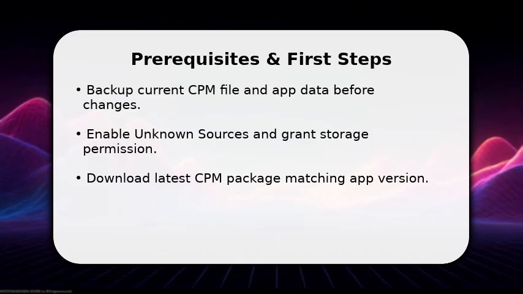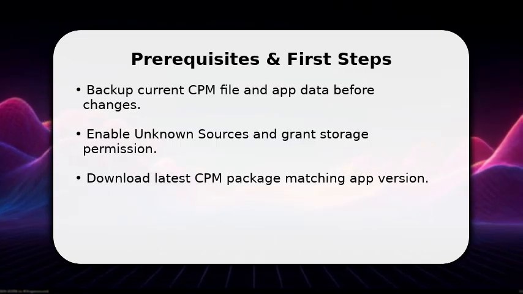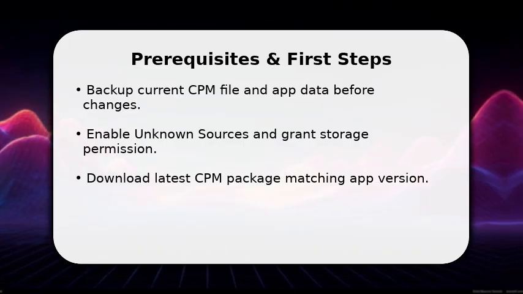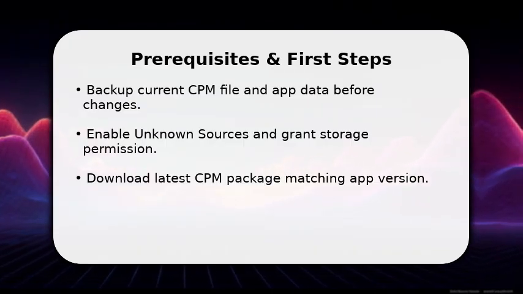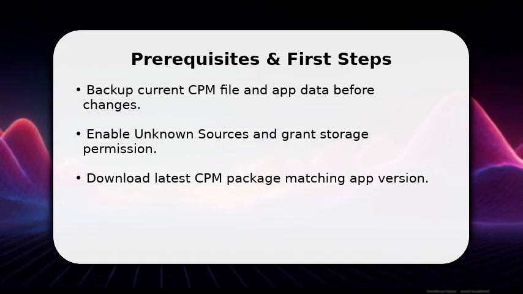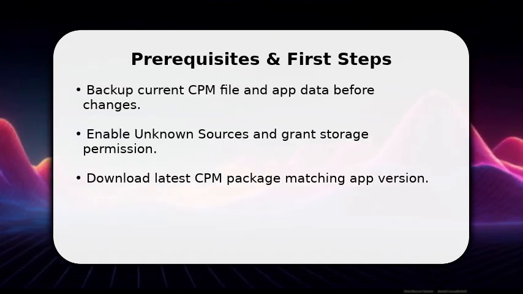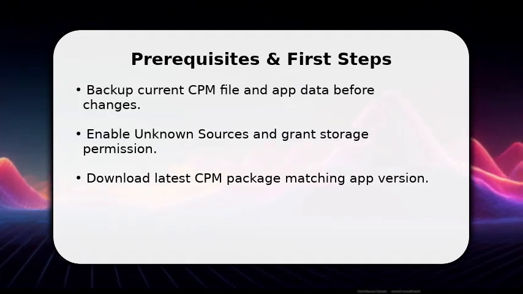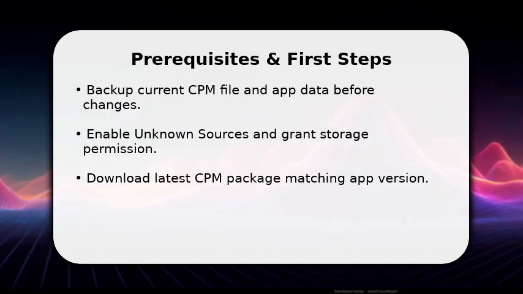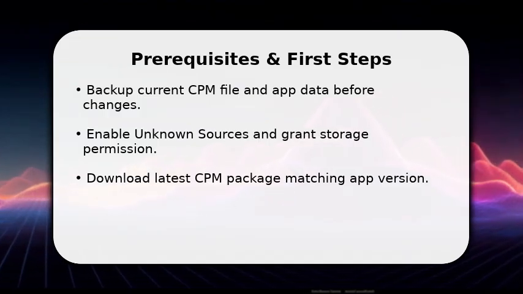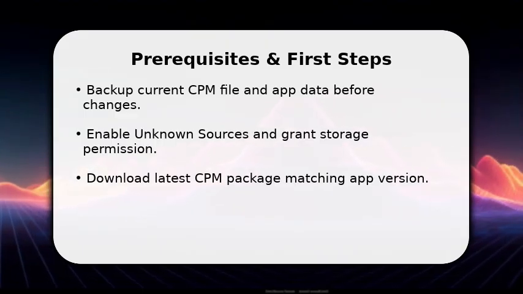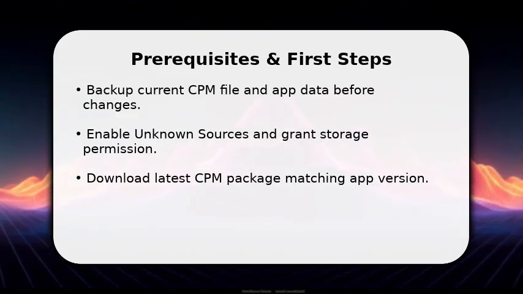You start by preparing. Back up the existing CPM file and app data so you can revert if needed. Once done, enable unknown sources on your device and grant storage permission to Happymod. This allows manual updates. Then download the correct CPM package that matches your target app version and device architecture. Make sure the file name and version number align. Mismatches cause failures. You're now ready to import the package into Happymod for the actual update step.